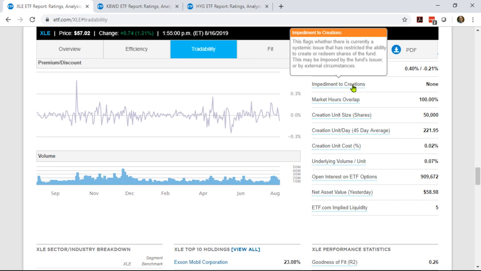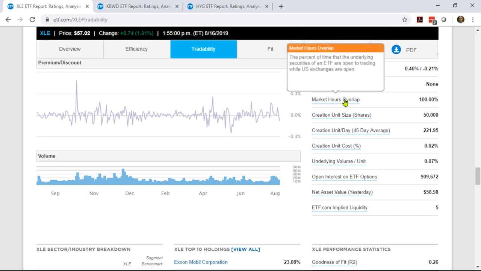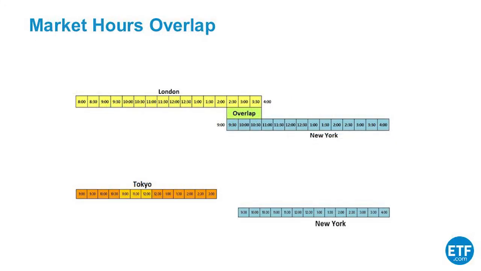Market hours overlap is the percentage of the trading day where the fund and its underlying holdings are trading at the same time. Now, we talked about this briefly in our trading video, but if you've got a US fund holding stocks on, say, the London Stock Exchange, you really just have an hour or so where there's any overlap. And you should expect this to be the best time to trade that fund.